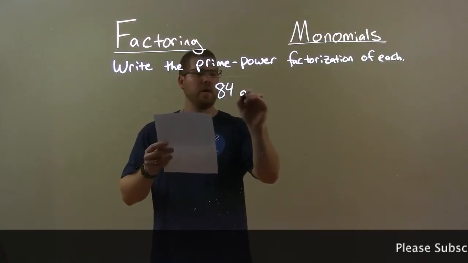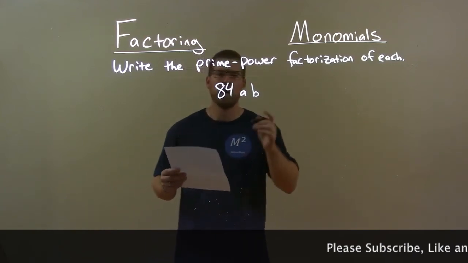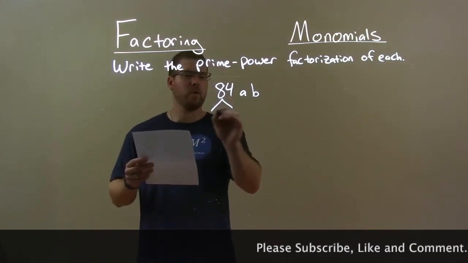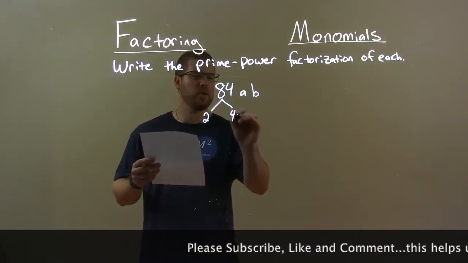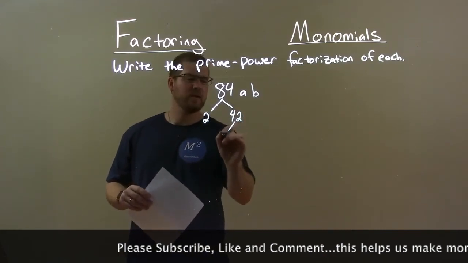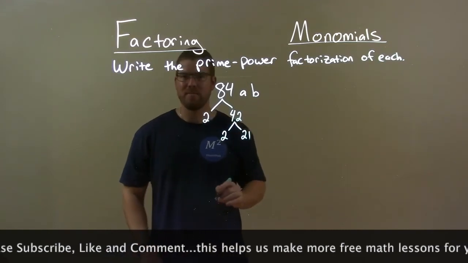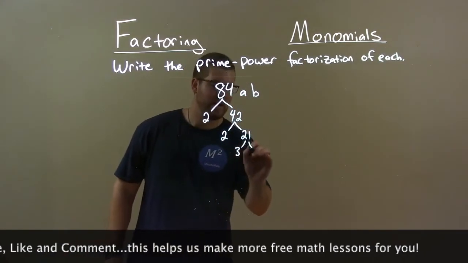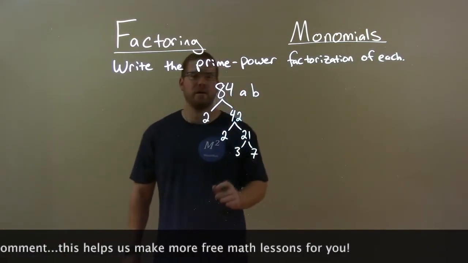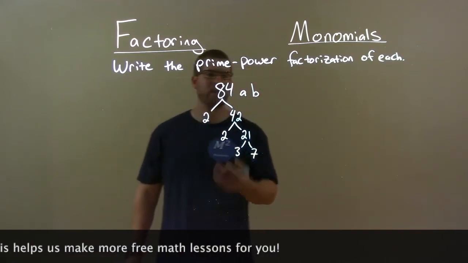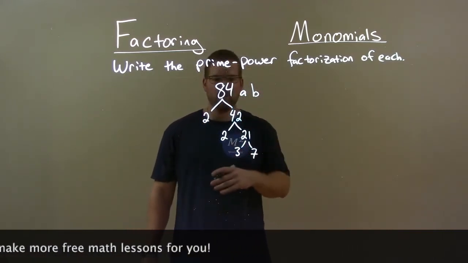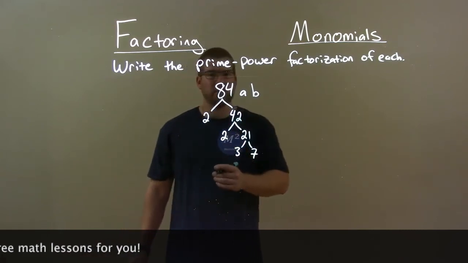84ab. Okay? Well, 84 breaks down to be, well, that's 2 times 42. And 42 breaks down to be 2 times 21. 21 is 3 times 7, and now we've broken down 84 to all of our prime numbers. A and B cannot be broken down anymore, so we're pretty much done here.